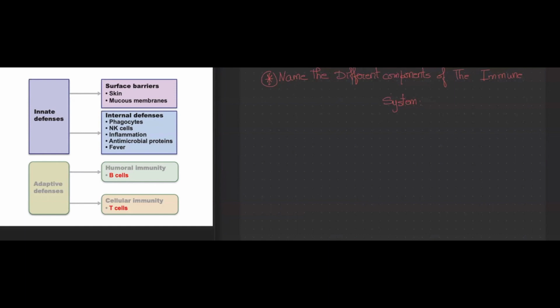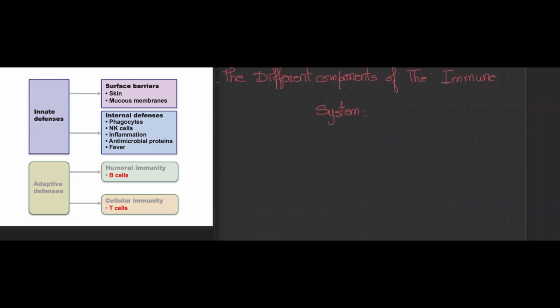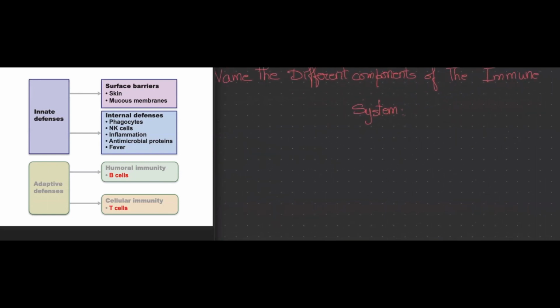I'm sorry. Innate defense, surface barrier. Yes, those are the components of the immune system. Please write them down on the answer sheet that was attached. So there's a question: what kind of system? Immune system. For Francois, immune system.